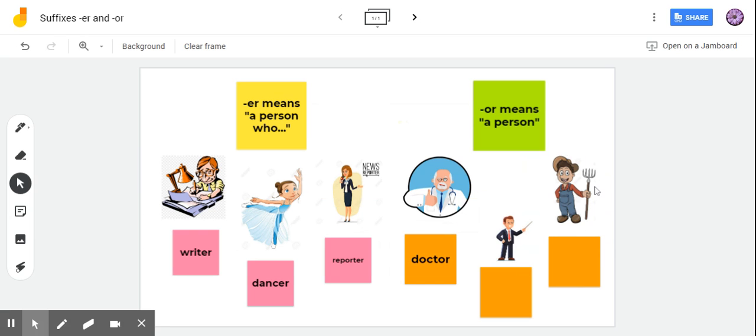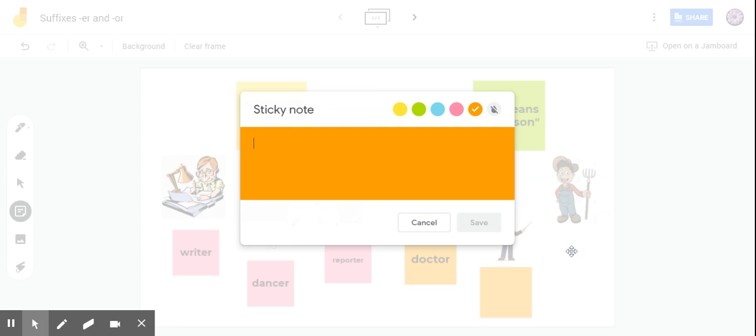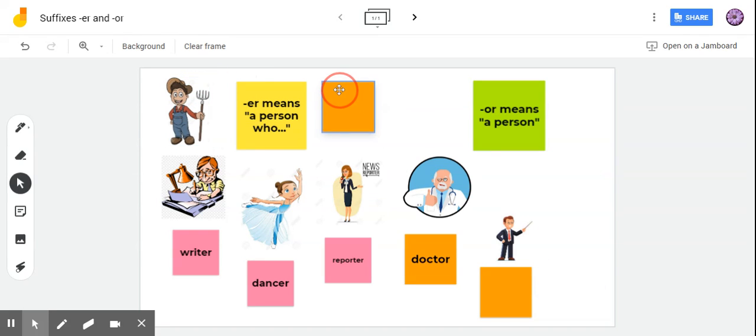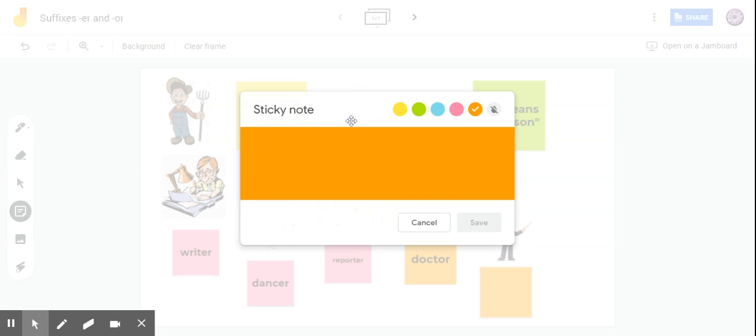Let's look at this little man right here. He's holding a pitchfork, it looks like, so he might work on a farm. I just messed it up. He's supposed to be on this side. Put him on this side. He is a farmer, right?